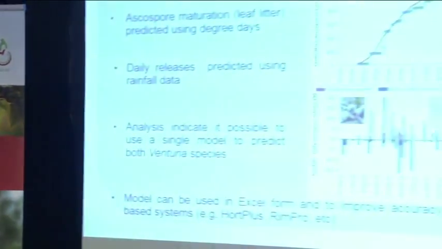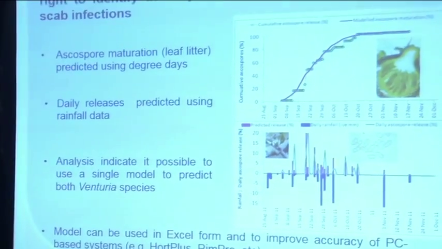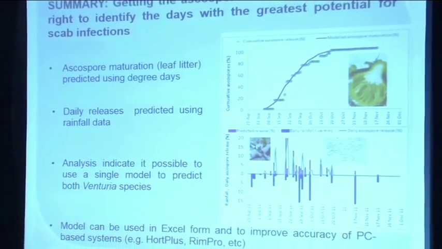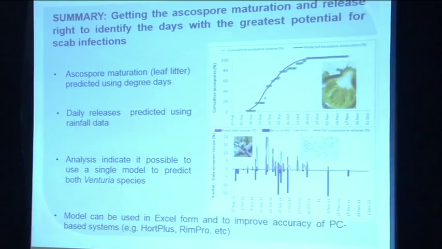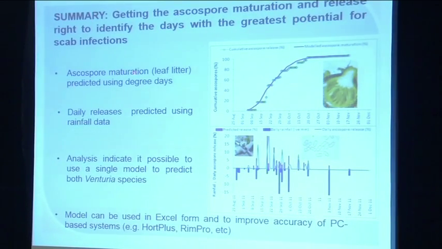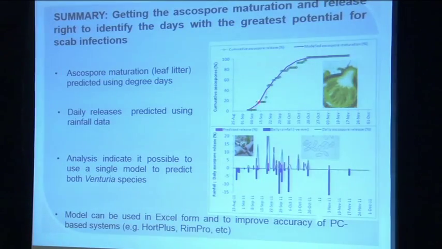This is how the model looks in an Excel format. And pretty much, again, what we're trying to do is to get the ascospore maturation and release right to identify the days with the greatest potential for scab infection, so growers can optimize spray application. The degree days pretty much are predicting when the ascospores are maturing inside the dead leaves, in these structures inside the dead leaves. And the pink line here represents the maturation inside.